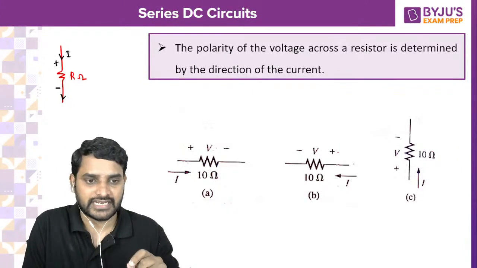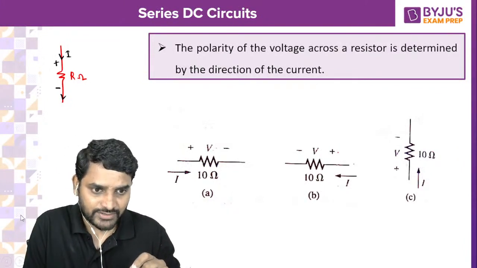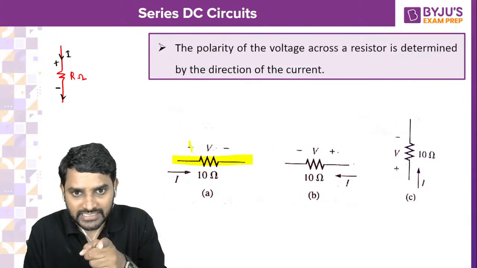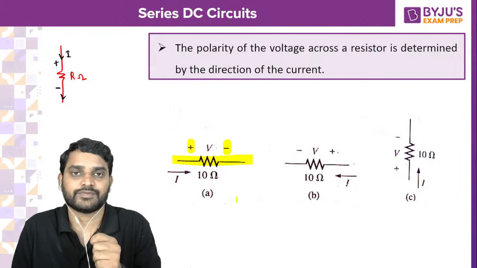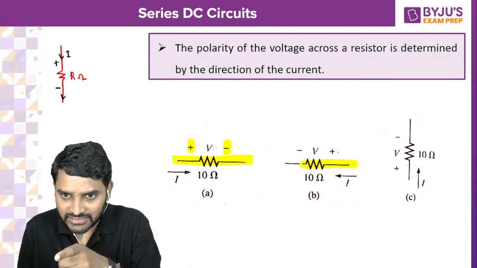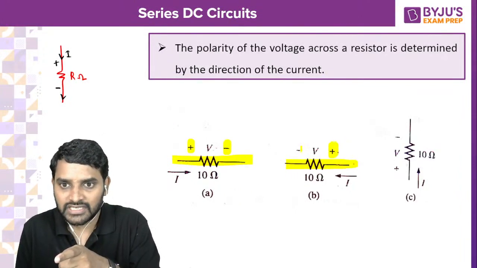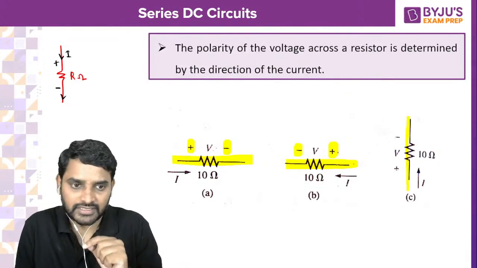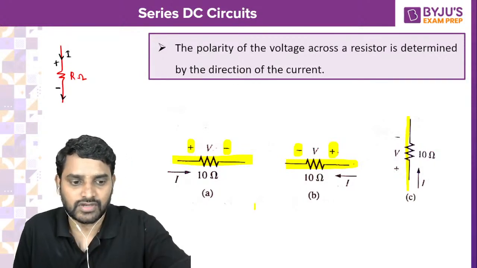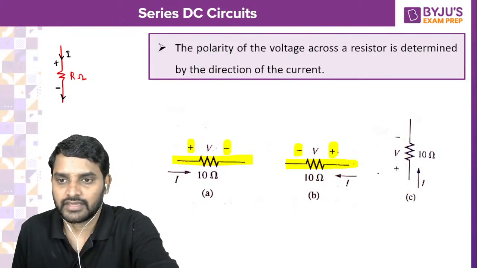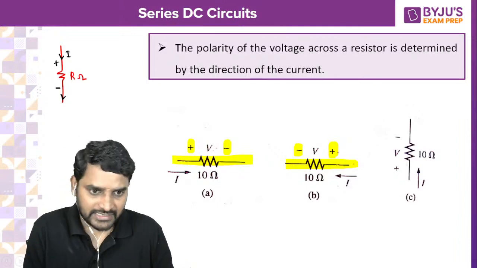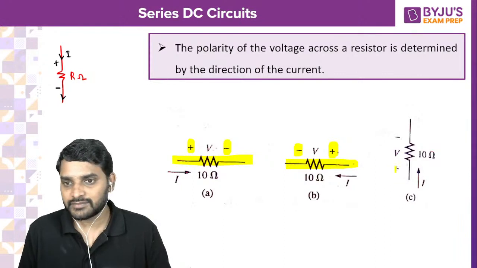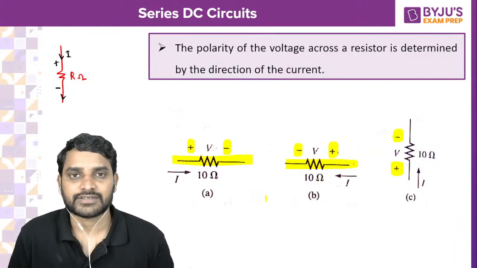That is the reason why you see here, the current direction is in this direction. Therefore, the entering terminal is positive, the leaving terminal is negative. Here the current direction is in this direction. Therefore, the entering terminal is positive, the leaving terminal is negative. Here the current direction is from bottom to top. So the entering terminal is positive and the leaving terminal is negative.